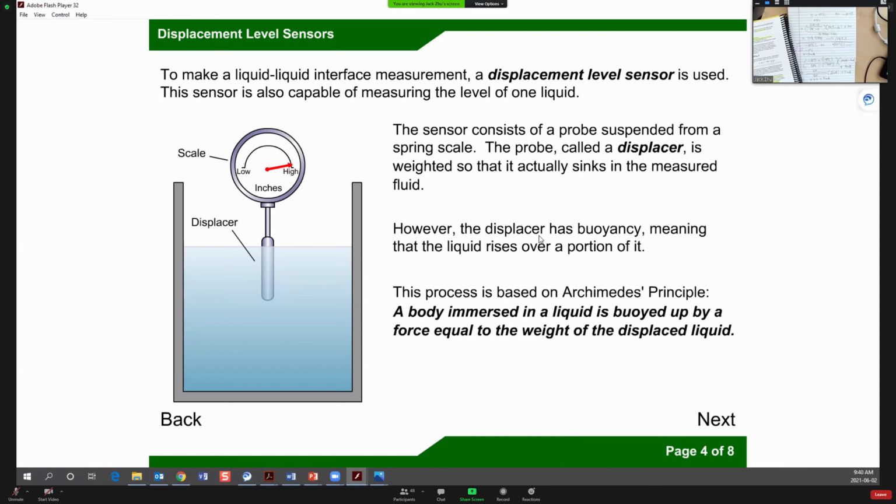Because this displacer has a volume, when it sinks into the liquid, it will displace a certain amount of liquid in the container, and there will be a force acting on this displacer. And the force, I think, is called buoyancy. Yeah, that's a fancy word, buoyancy. Sorry guys, some words are not easy for me to say.